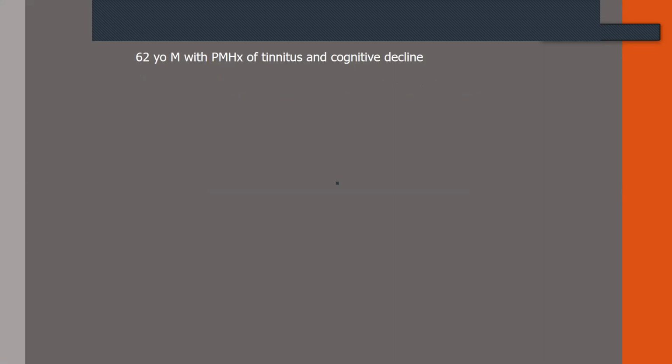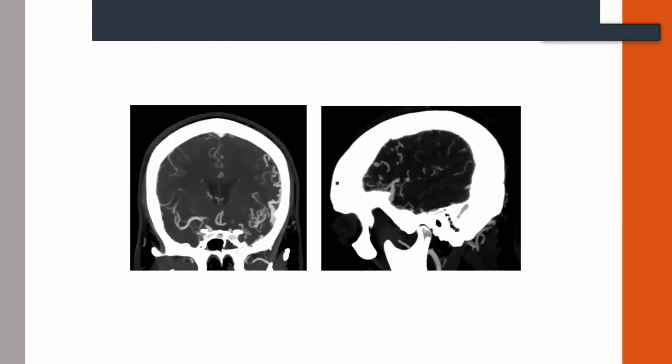We can go to the next slide. This is also a pretty dramatic one. It's a 62-year-old who was actually diagnosed with early onset Alzheimer's. They thought he had early onset cognitive decline. It was progressive, but he also had tinnitus. So a neurologist astutely ordered an MRI and a CTA to make sure that this wasn't anything else.